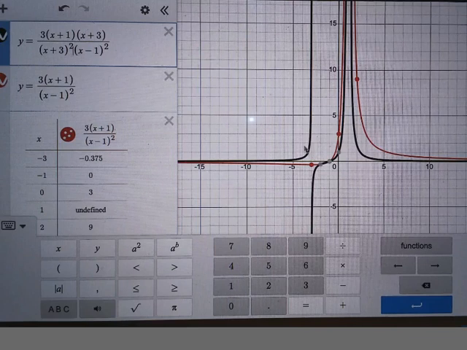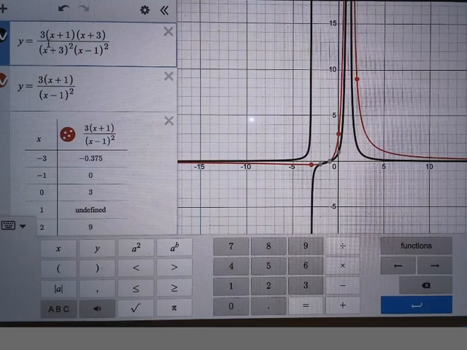Okay, so we have 4 things that I'm trying to get you to see about these. Number 1, vertical asymptotes happen when the factors in the denominator are 0. X-intercepts happen when the numerators are 0. And the multiplicity of the factors in the denominator cause behavior to either go in the same direction by the asymptote or in opposite directions by the asymptote, depending on whether they're squared or not.